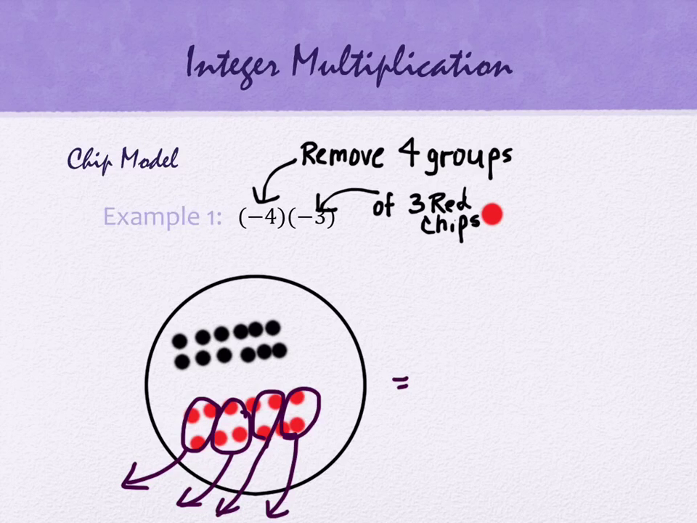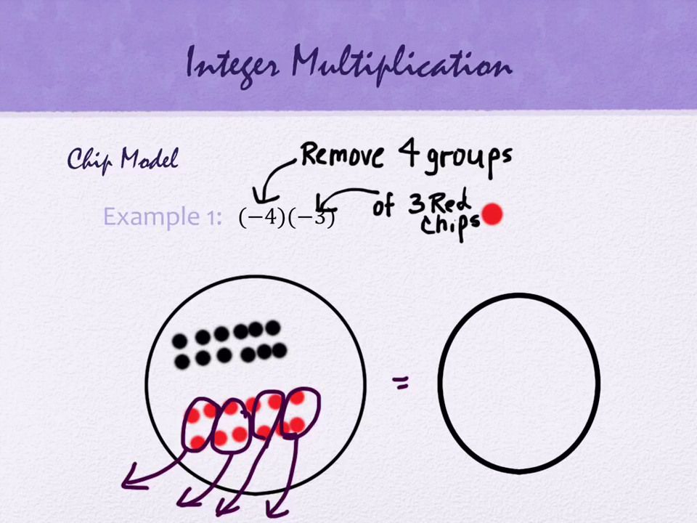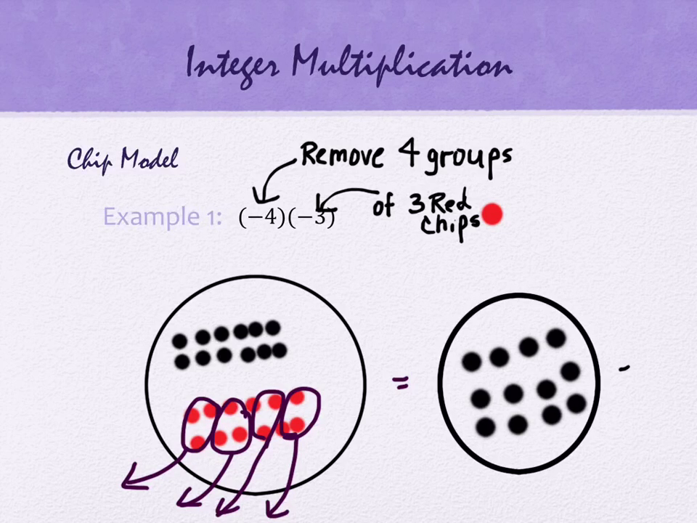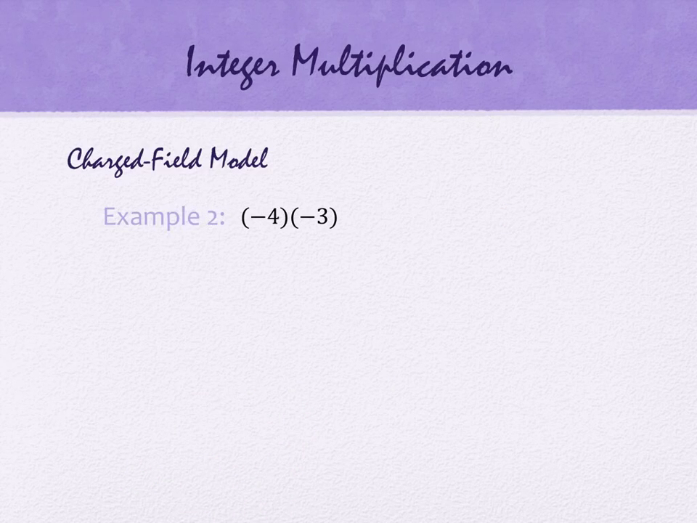So the answer at the end ends up having 12 black chips in a circle. And there you go. Negative times a negative equals a positive. It's pretty fancy. Now obviously the picture works almost identically when we've got the charged fields model.